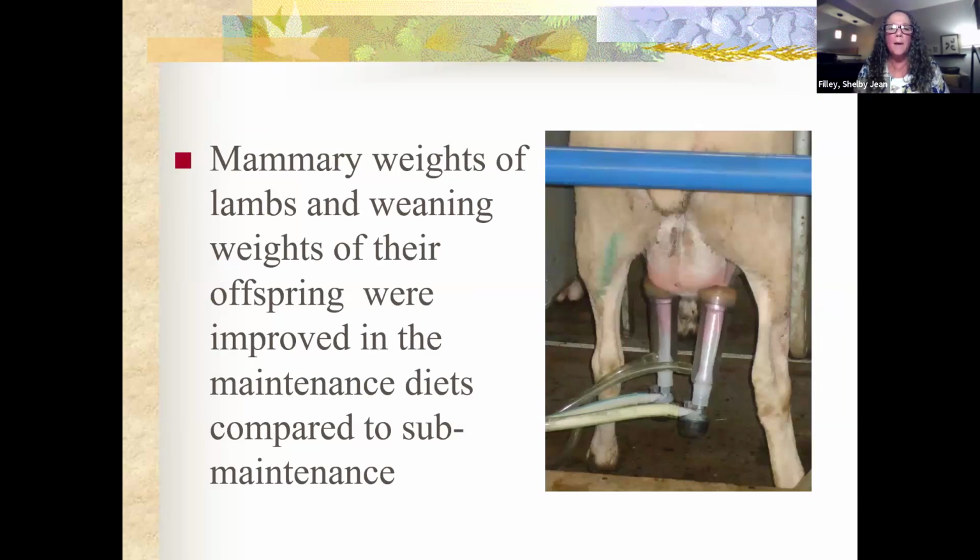Well, we know that the mammary weights of lambs and the weaning weights of their offspring are improved when their mothers are fed maintenance diets compared to sub-maintenance. This is the mammary weights of a little ewe lamb, a fetal ewe lamb in the uterus before it's even born. When they get older after they're born and they have their own lambs, this is the effect on their lambs and their weaning weights.